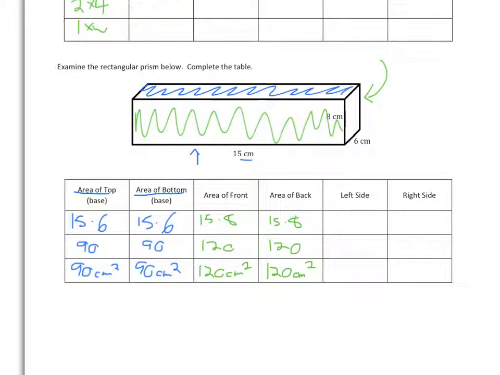And then finally, we have the left and the right side. So this would be the right side right here, and then the left side, which we can't see, would be over here, and that is 6 centimeters across this way, and up and down it is 8. So 6 times 8, it's 48. So 48 centimeters squared.